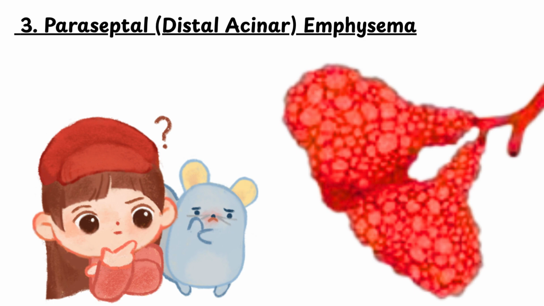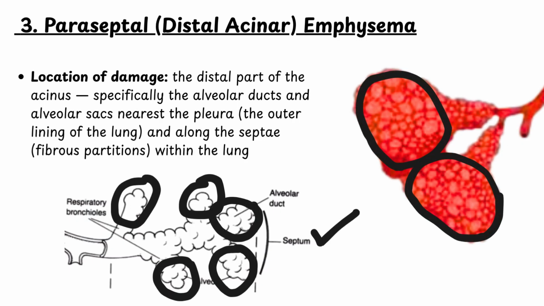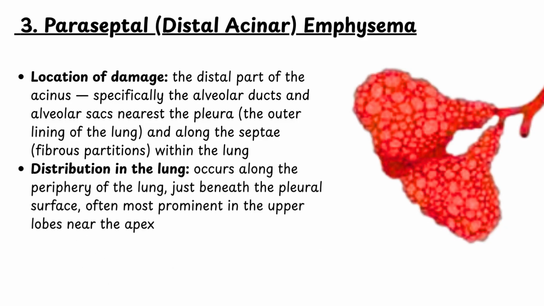Paraseptal emphysema, also called distal acinar emphysema. Location of damage: it involves the distal part of the acinus, specifically the alveolar ducts and alveolar sacs nearest the pleura, the outer lining of the lung, and along the septae, fibrous partitions, within the lung. Distribution in the lung: it occurs along the periphery of the lung, just beneath the pleural surface, often most prominent in the upper lobes near the apex.